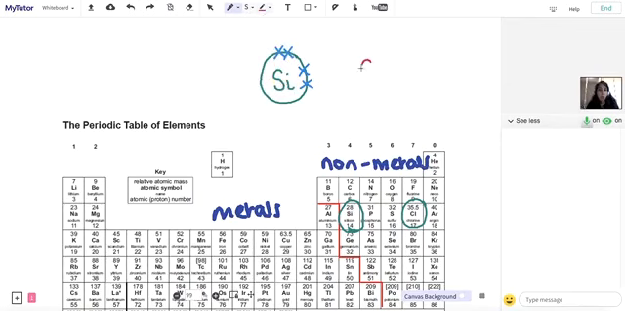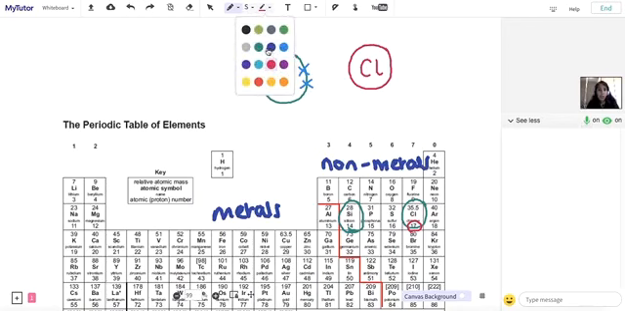Then if we draw chlorine, it has an atomic number of 17. So it will have 7 electrons in its outer shell, because there's 2 in the first shell, 8 in the second shell, and 7 in the outer shell. I've just drawn those as dots to distinguish between the crosses from silicon. What we can see is that chlorine needs to share 1 electron with silicon in order to form 8 electrons in its outer shell and have a full outer shell of electrons.